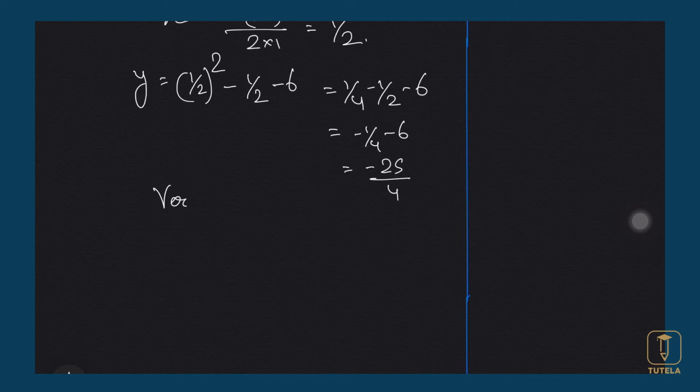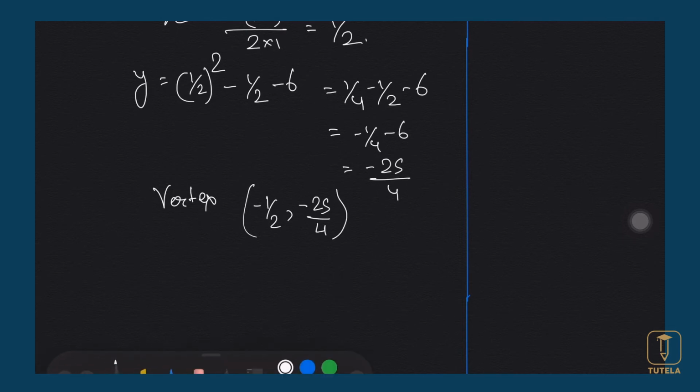So the vertex is minus half comma minus 25 by 4. Oh, my bad, it's plus half, not minus half.